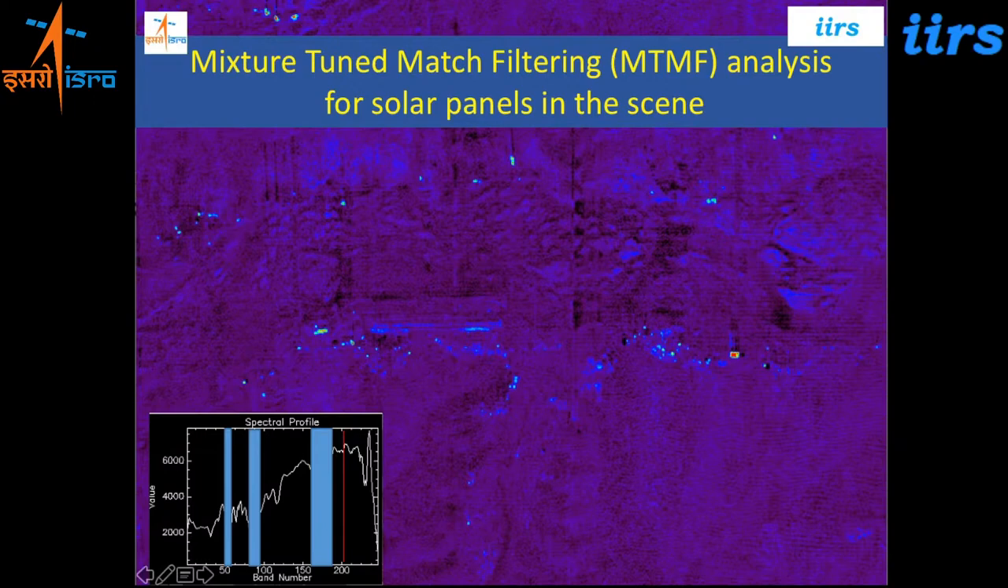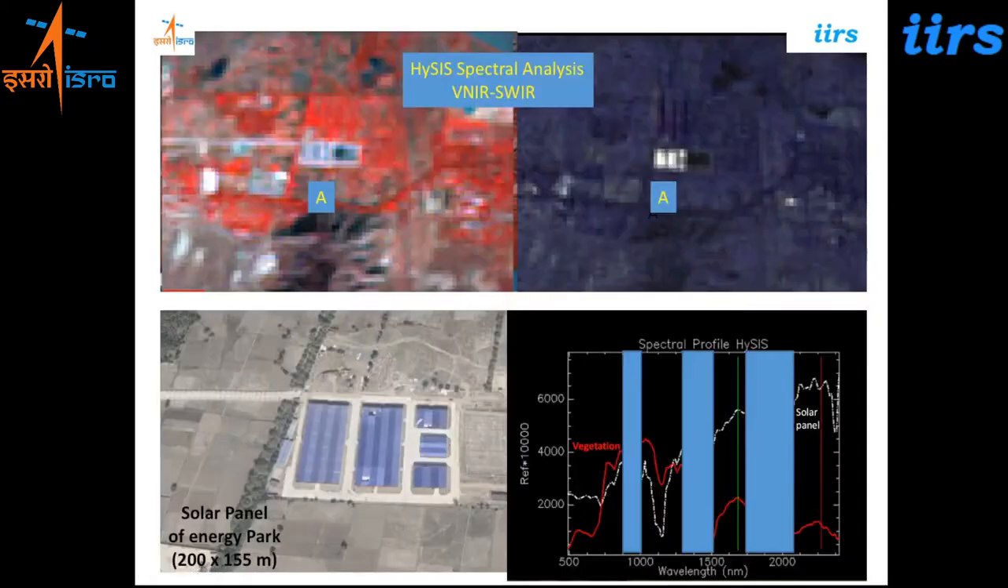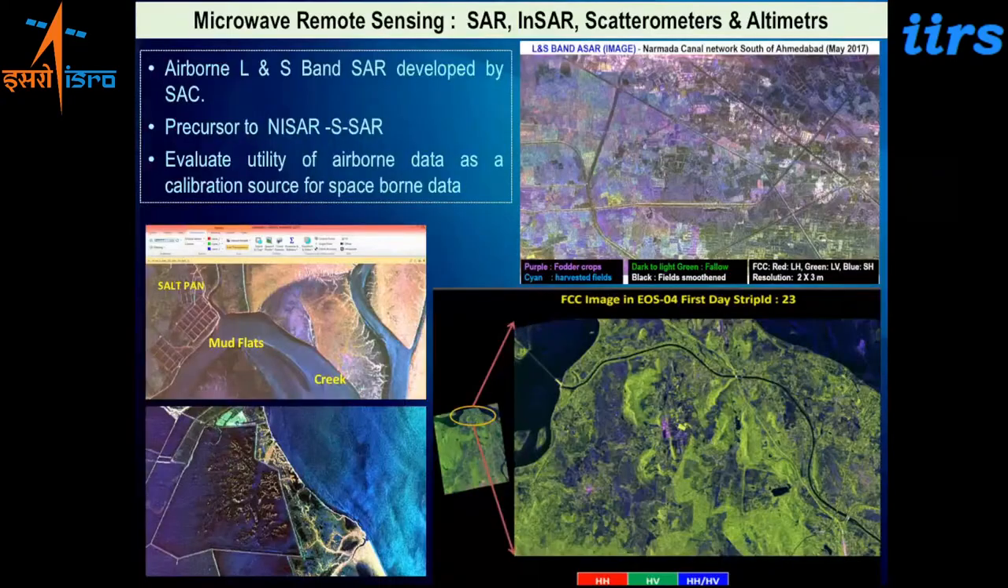Now, coming briefly to the SAR systems, SAR also has been used extensively for geological studies for many decades. But the current advance is that India is developing a joint SAR mission with NASA. It's called the NASA-ISRO SAR mission, which has two frequencies, L and S band. India is developing the S band and NASA is bringing the L band. And we have developed an airborne version of this as a precursor to the NASA mission.